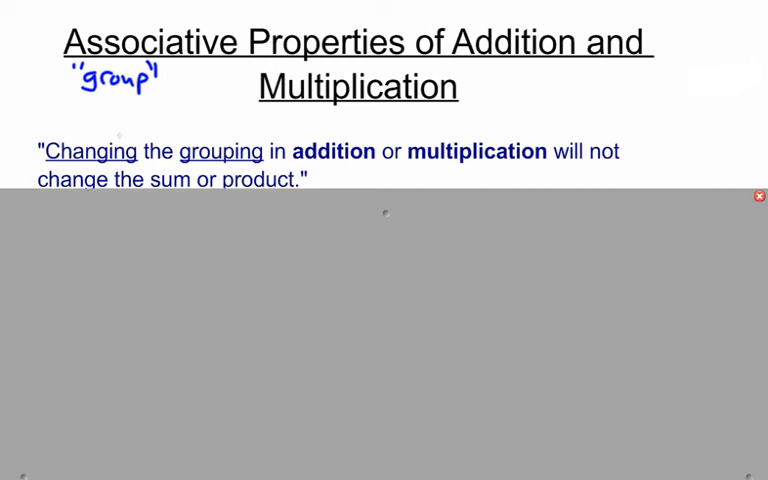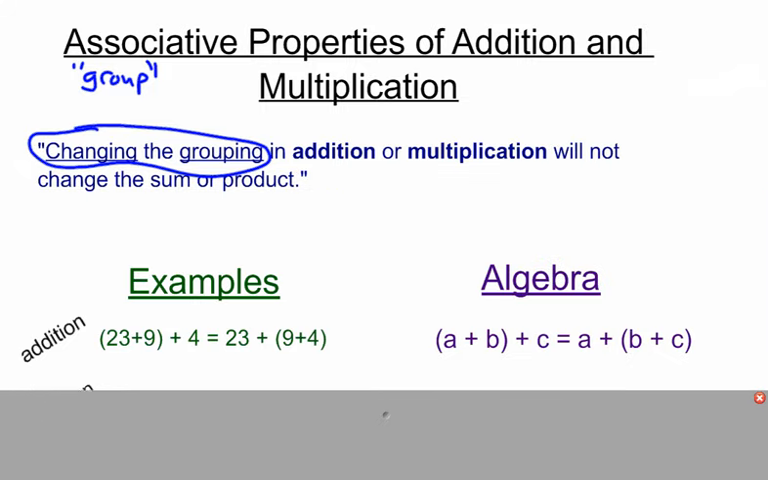So we're going to put a group here because associative property has to do with changing the grouping. Okay, just think of the word associate. You're grouping yourself. Now, what I mean by that is, we'll show you two examples. Here's the addition one.